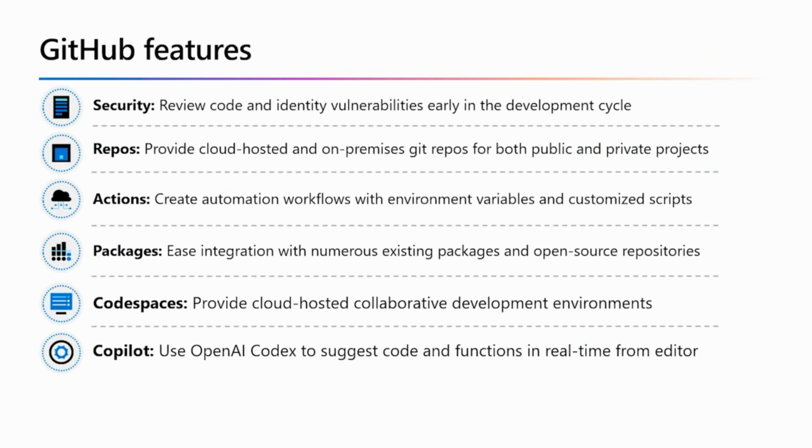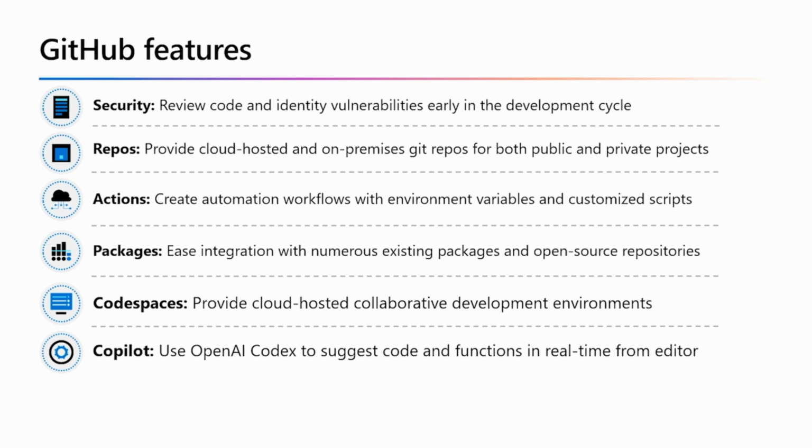Now let's take a look into GitHub's features. Security, where we review code and identify vulnerabilities early in the development cycle. Repos or repository, which is a core feature. It hosts the code base, history, and branches on the cloud on github.com, or on-prem if you wish to use something called GitHub Enterprise. There are a few more features.